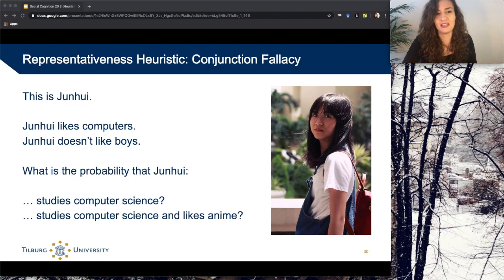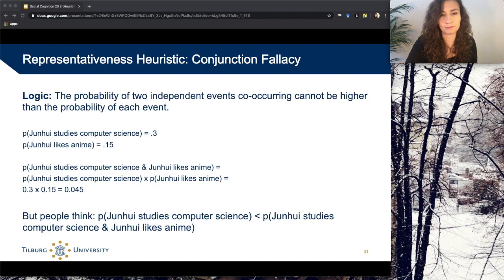And in this case, the probability that two independent events co-occur is just misjudged because of how representative this makes Junhui for her category, even though that's not how it logically should be done. Okay, so now we've seen a bunch of examples of the representativeness heuristic in action. And the idea always is that because an object is more or less representative for its category, it will be judged differently.